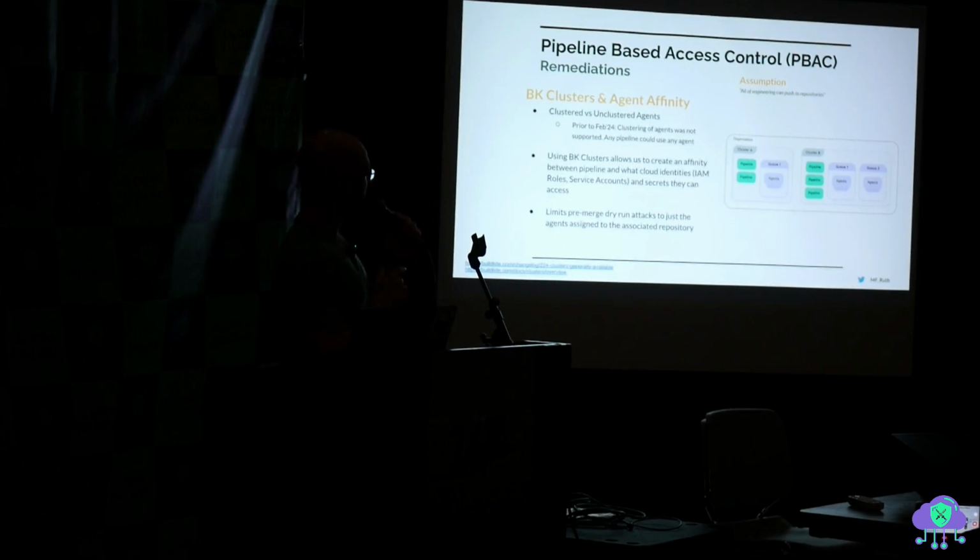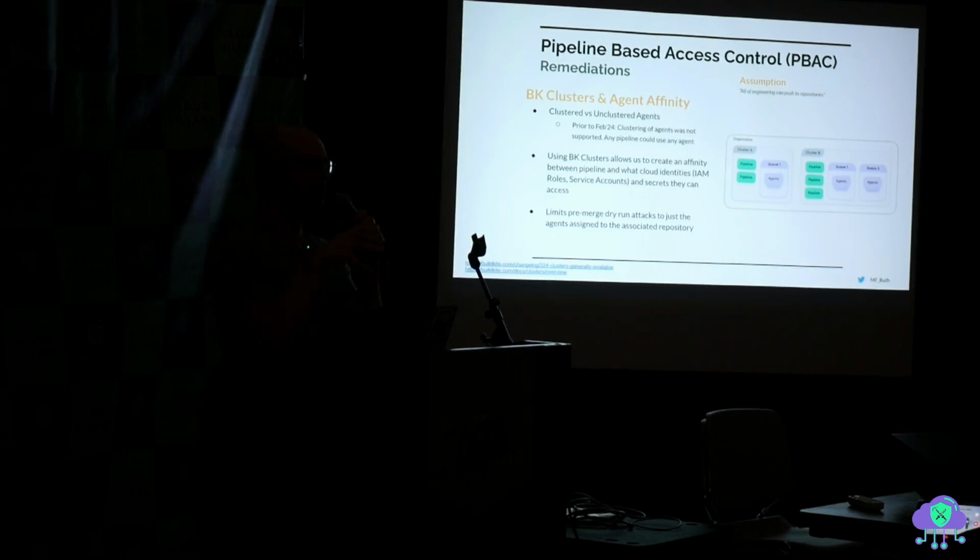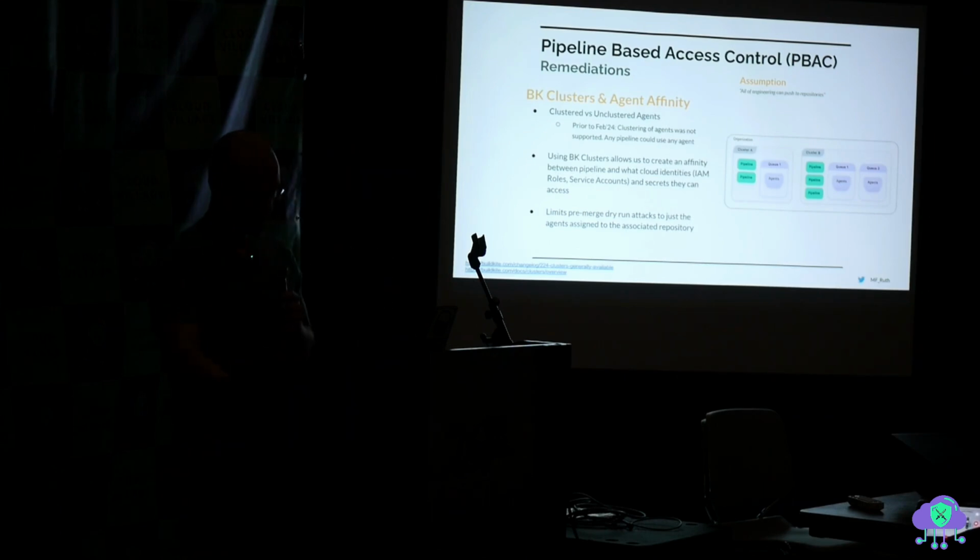Now, Buildkite clusters, this functionality did not exist up until the beginning of this year. They GA'd clusters in February, and what it allows you to do, you can kind of see in this diagram here, is when you create a cluster, you can put pipelines and you can put agents in it. And only the agents that are in that cluster can be accessed by the pipelines that are in that cluster. So that's what's creating that affinity. You can't extend to another cluster or outside of the cluster to try and leverage an agent that exists there.